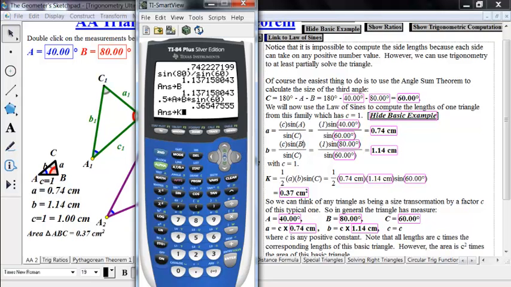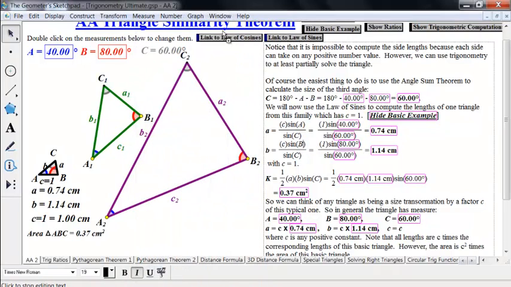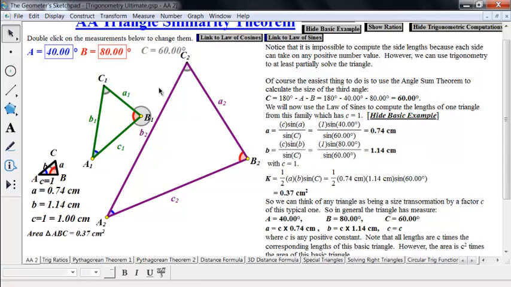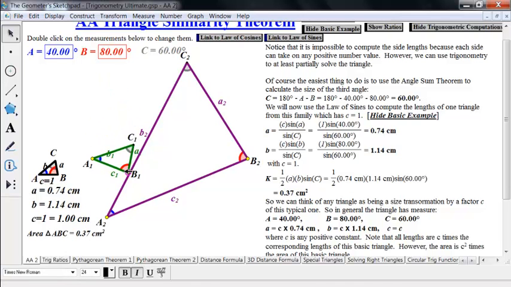And so we have the area. Now that's for this one specific little triangle that you see over here on the left. Now, any triangle, all these other triangles like this one here, is just a size transformation of that other triangle. So we just need to figure out what that size transformation is. We can apply it to this little triangle and get the bigger one.